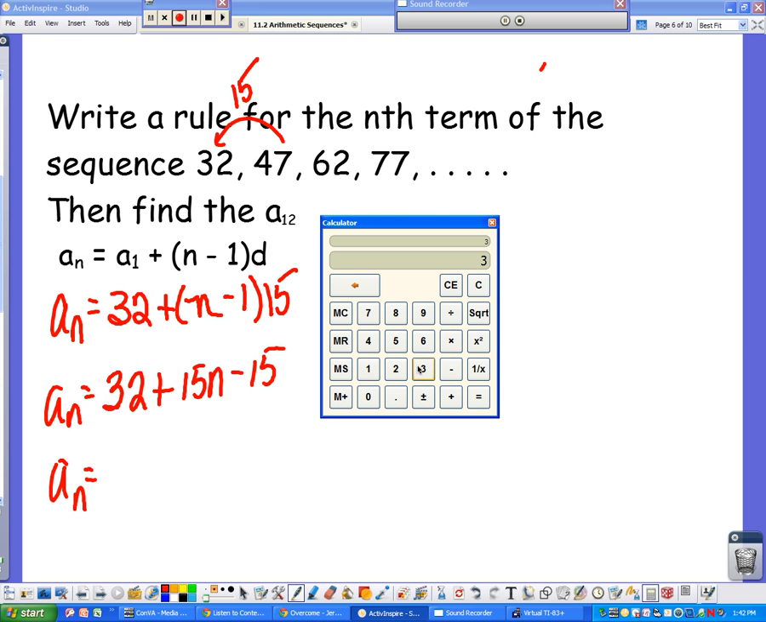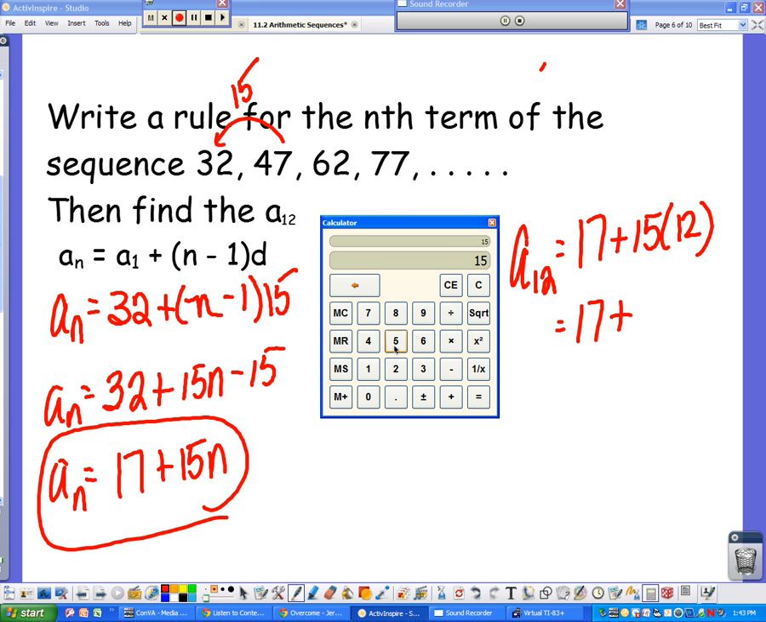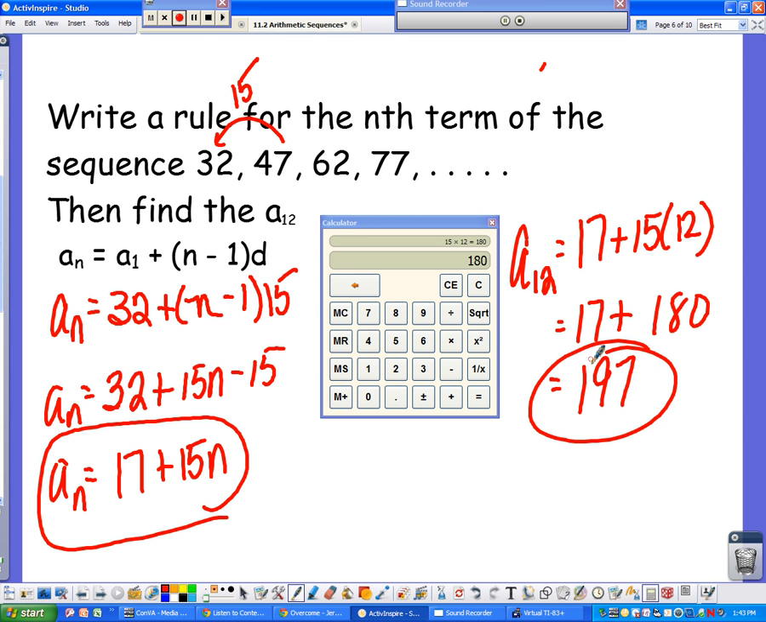32 minus 15 gives me 17 plus 15n as my rule. Okay, so now the directions say find a sub 12. So when I find a sub 12, remember the n is 12, so 17 plus 15 times 12. So 17 plus 15 times 12 gives me 180. Add those up, and I get 197 as my a sub 12. Okay?